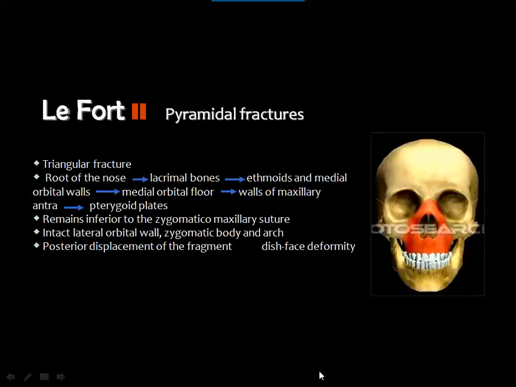Then we came to the Lefort type 2, which is known as a pyramidal fracture because of its shape. It will affect the root of the nose, the medial orbital wall, the anterior wall of the maxillary sinus, as well as the middle part of the zygoma and ethmoidal air cells. Then you can see that this fracture does not affect the lateral orbit nor the zygoma.